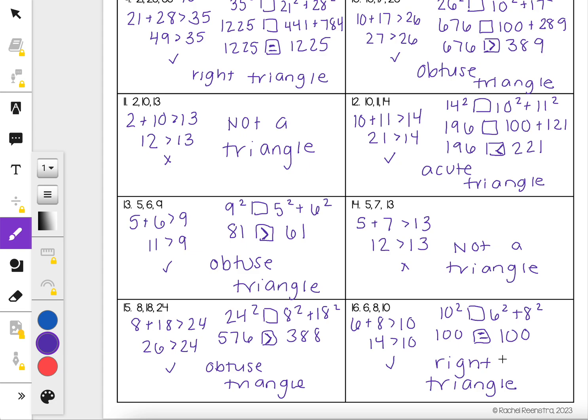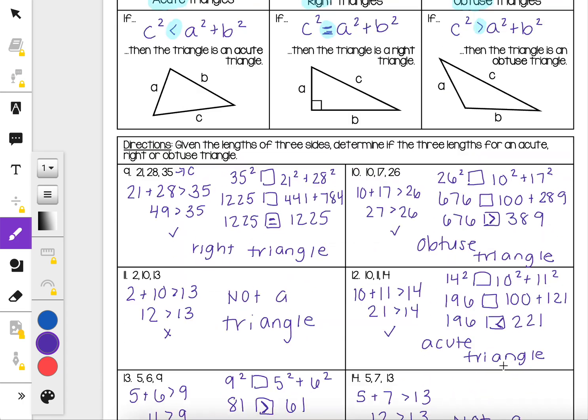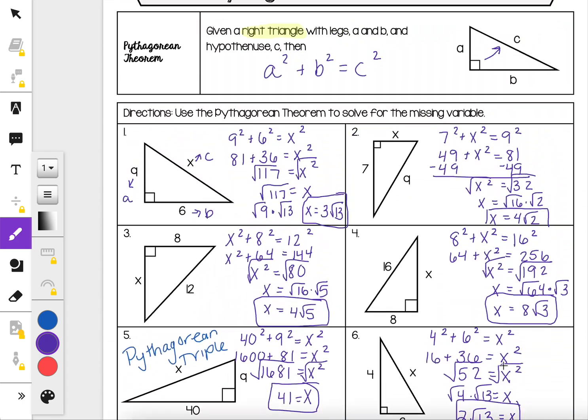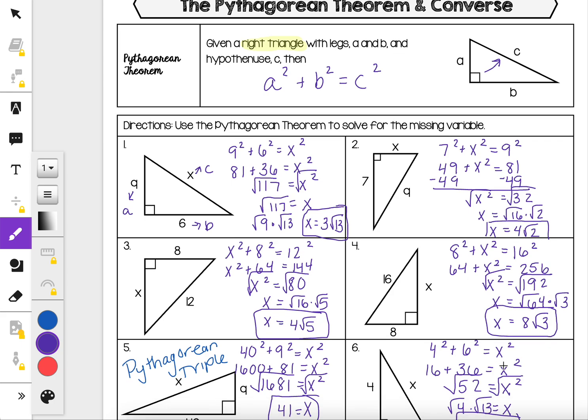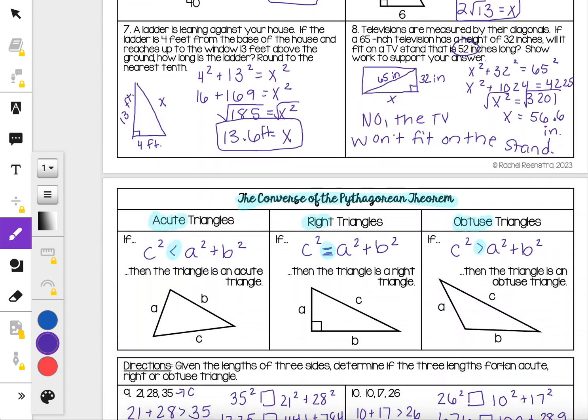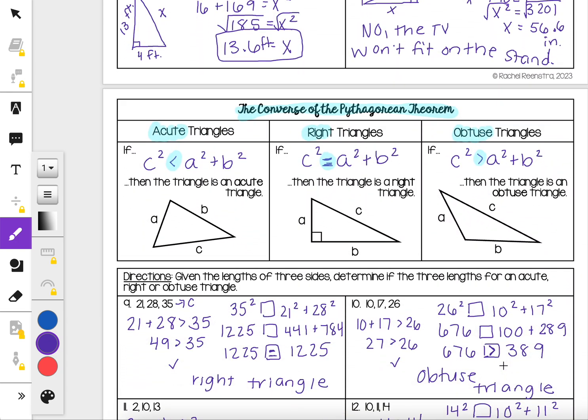All right, so that is your Pythagorean theorem converse. Again, your Pythagorean theorem tells you that if you have a right triangle, a squared plus b squared equals c squared. And the Pythagorean theorem converse tells you if you have your three sides, you can use these three relationships here to determine if it is an acute triangle, a right triangle, or an obtuse triangle.